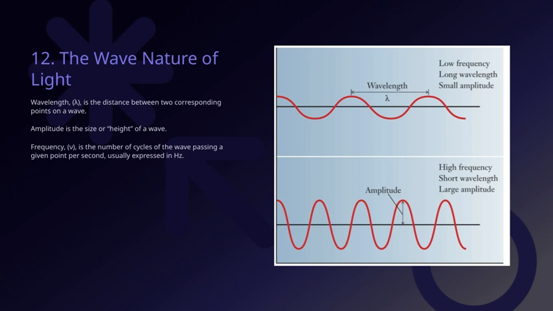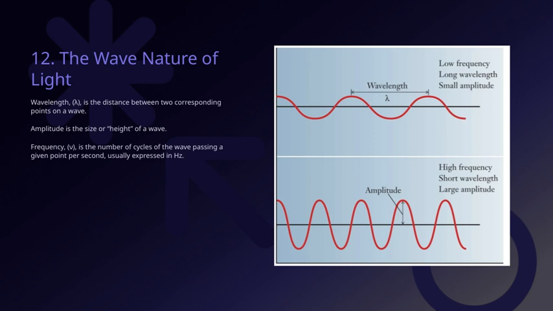Next, we have amplitude, which is essentially the size or the height of the wave. If you imagine a wave on the ocean, the amplitude is how tall the wave is from its resting position to its crest. This relates to the energy carried by the wave. The higher the amplitude, the more energy it has.